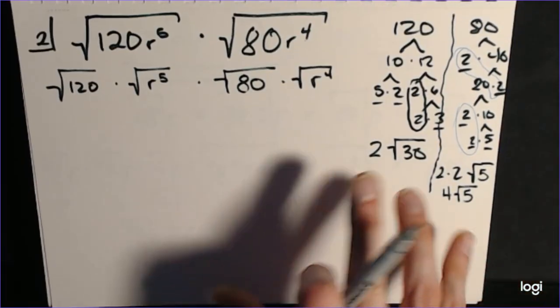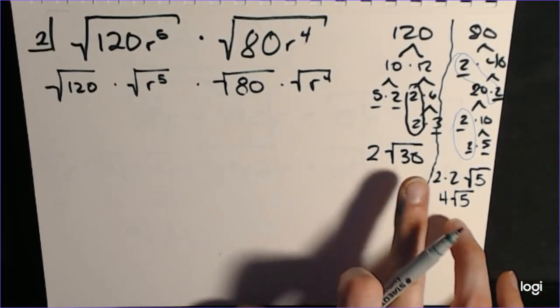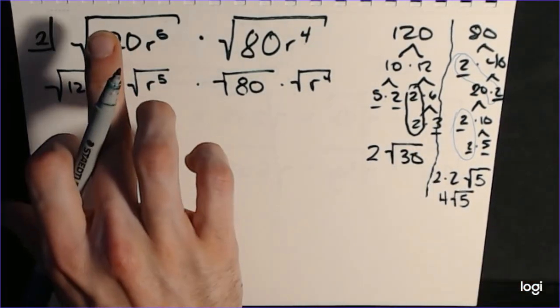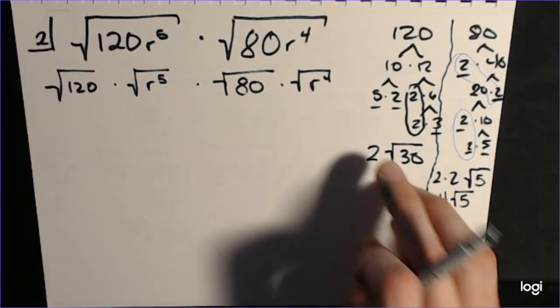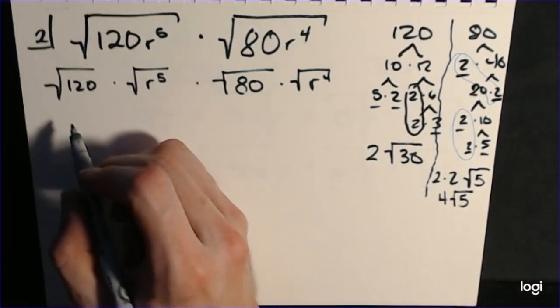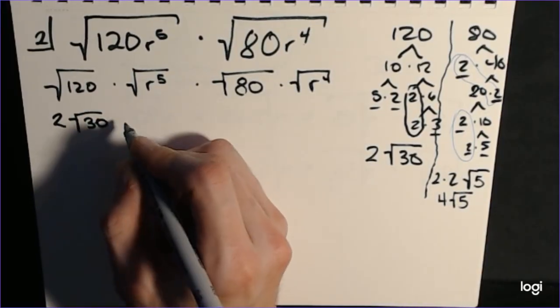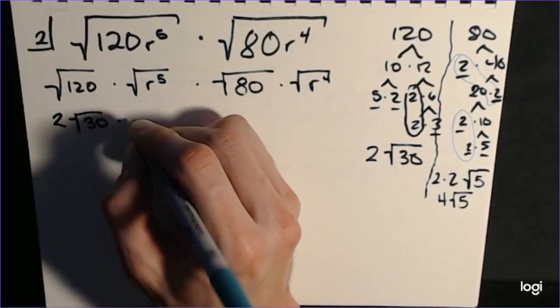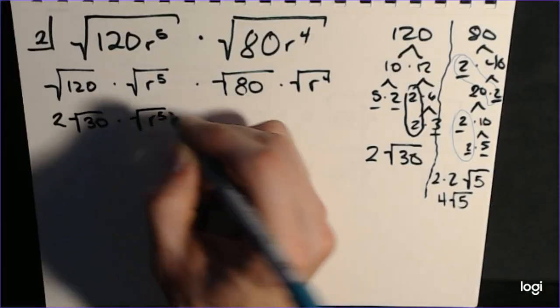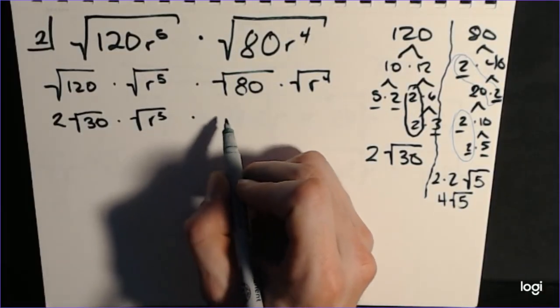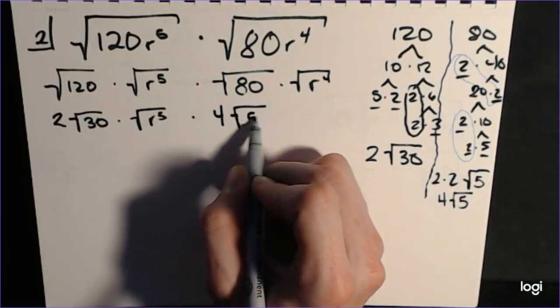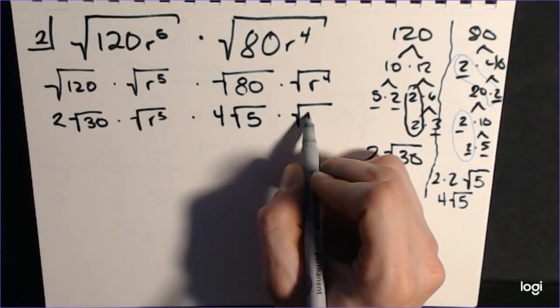Okay. So remember, these are just the numbers that we solved. So we can go through and substitute them in over here, which will have 2 times the square root of 30 times the square root of r to the 5 times 4 times the square root of 5 times the square root of r to the 4th.